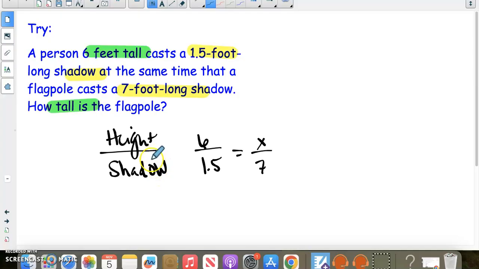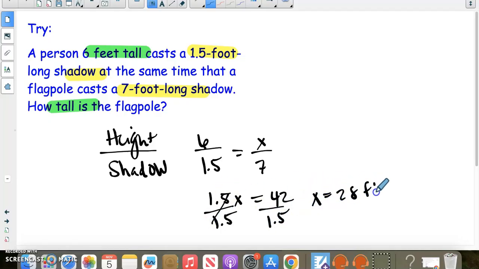All right, so this is how I set it up. I set it up as height to shadow. So the person's height to the person's shadow, and then we don't know how tall the flagpole is to the flagpole shadow. So if we cross multiply here, we'd have 1.5x is equal to 42. We're going to divide by 1.5, and then we get x equals 28 feet. That's how tall the flagpole is.